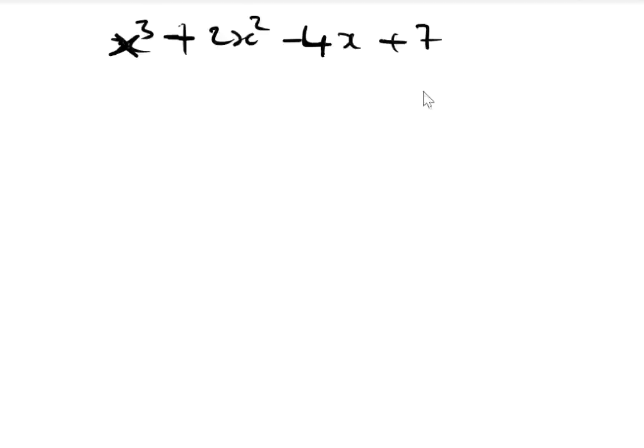Consider this example: y equals x cubed plus 2x squared minus 4x plus 7. We are asked to find the value of x at which the function attains a maximum.